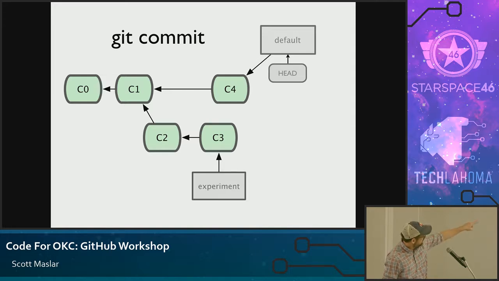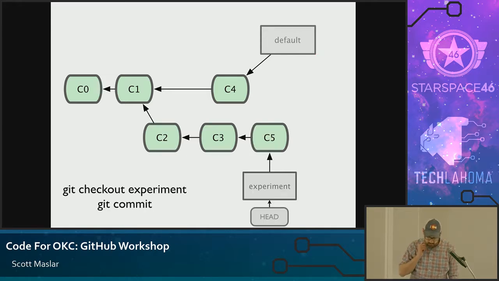So now there's a commit that default knows about that experiment doesn't know about, and experiment knows about those other two commits. Our HEAD is still pointing at default. So now we can git checkout experiment, and we can do another commit. So now there's these three commits that experiment knows about, default knows about, one special one.